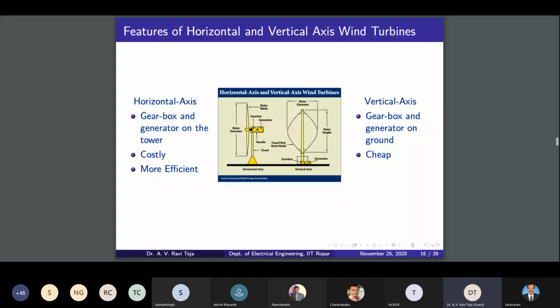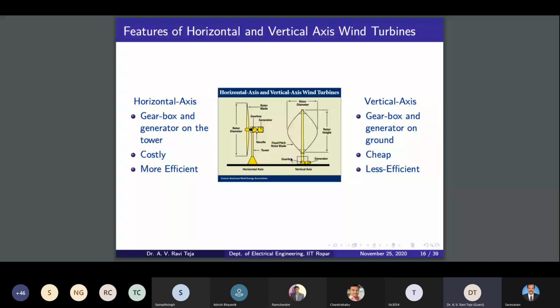But these are less efficient. Less efficient because they capture wind right from the ground to the top of the shaft. So what happens at the ground, there may be some wind which is getting disturbed by nearby trees or any other obstacle. So the wind velocity may not be uniform, hitting the blades from bottom to top. So that is why they are less efficient.